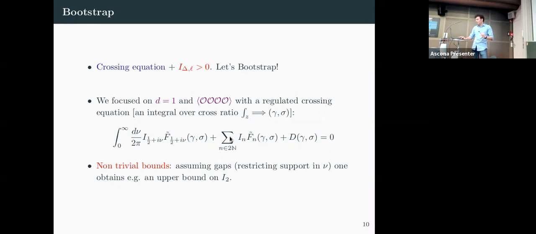Here we have an additional sum, because it's d equal to 1, as I told you, we have in addition to the principal series, the discrete series too. And this d here is from the disconnected part. So by assuming some gaps, like the support of this integral over the principal series, one can obtain some bounds. So we assume that it is 0 up to some point. We can just plug in and see some bounds. It's just a number over.